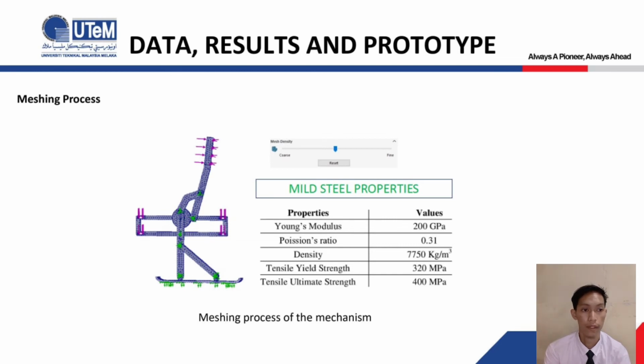So the allowable stress for the material is 400 megapascal. From the analysis, the maximum working stress that occurs in the mild steel material component is 320 megapascal. The maximum value of the working stress does not exceed the allowable stress, therefore the mechanism does not fail.